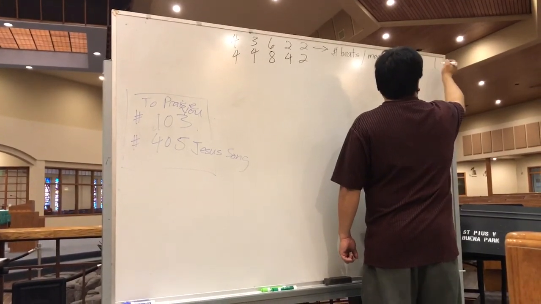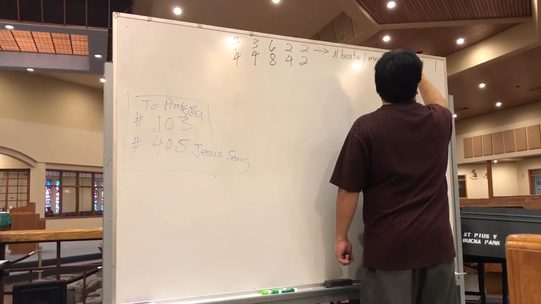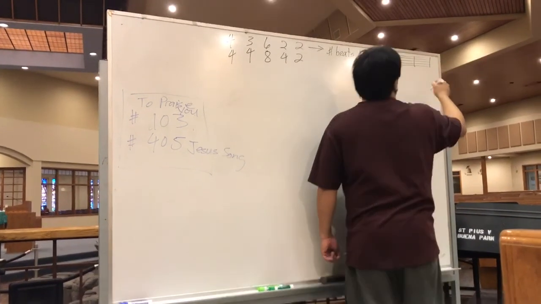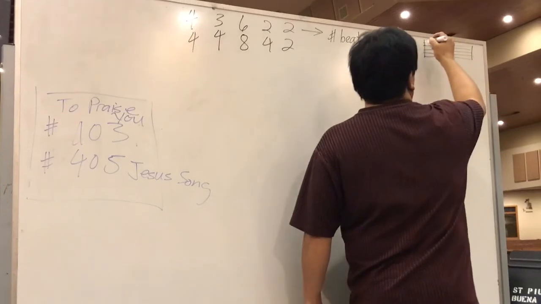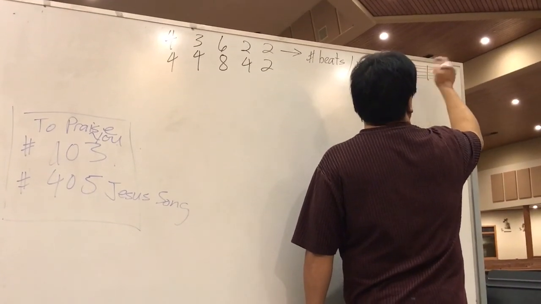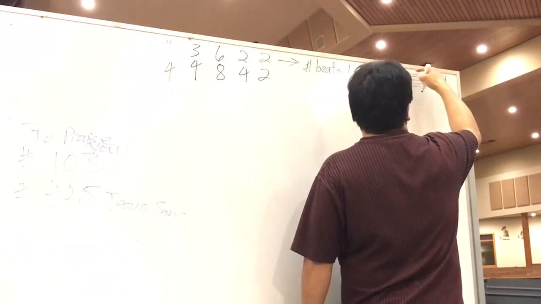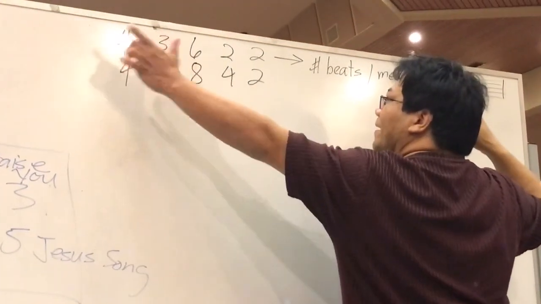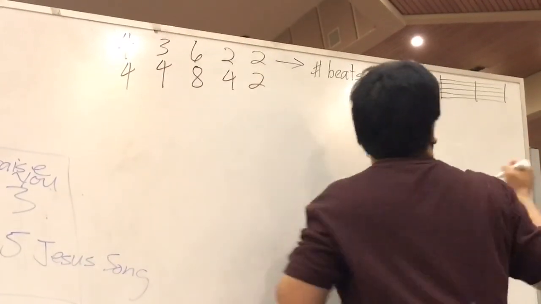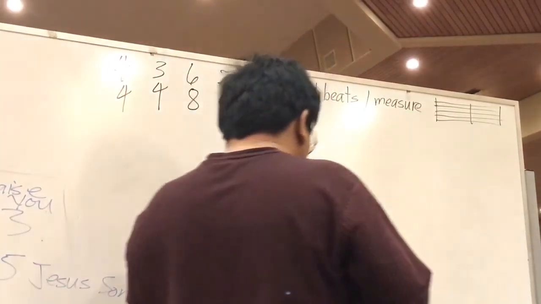Measures are vertical lines that you see dividing the staff. This is the staff, the 5 lines that you see. These are measure lines. So in between the measure lines, the number of beats is specified by all of the top numbers.